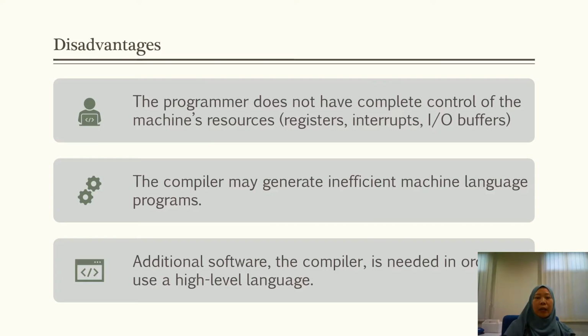Third, additional software. A compiler is needed in order to use a high-level language. When you use a high-level language, you need an intermediate converter. You need a compiler to convert it into machine-readable code. So those are the disadvantages of using a high-level language. But today, I think these drawbacks are overcome with new technology and lots of libraries created. So it is not a problem anymore.